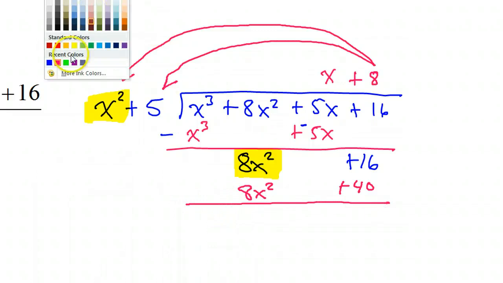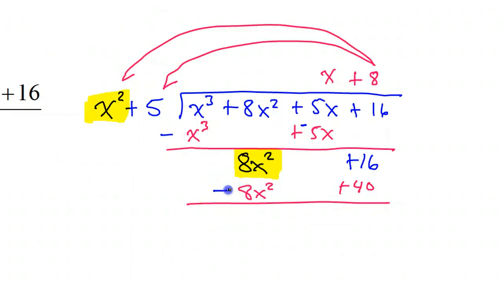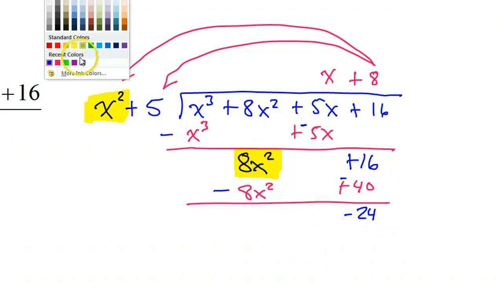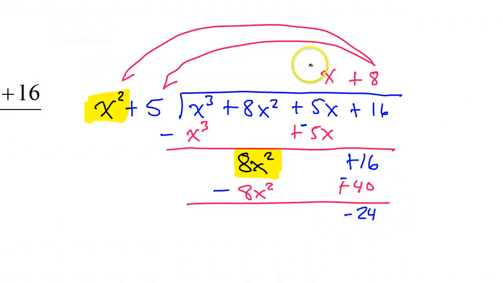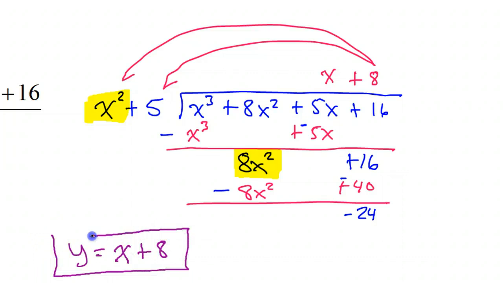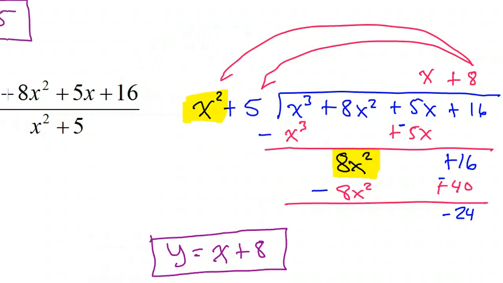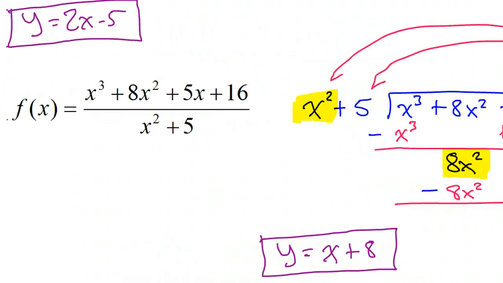Okay, and one more time I will change the signs to subtract. So minus and minus. So those cancel out. And this is going to give me negative 24. Alright, and that's the remainder. But this up here is the quotient that we need. So our slant asymptote, which is what we're trying to find, is y equals x plus 8. This is the slant asymptote for this graph.